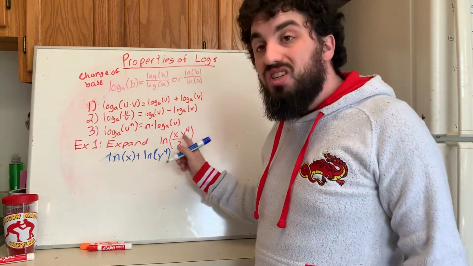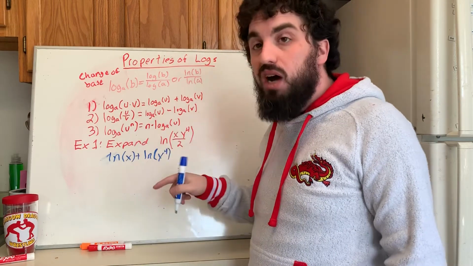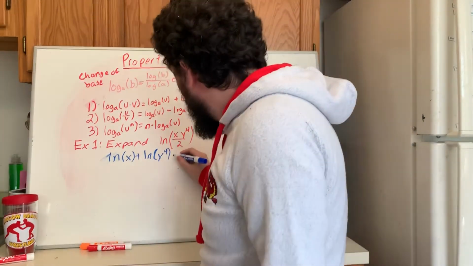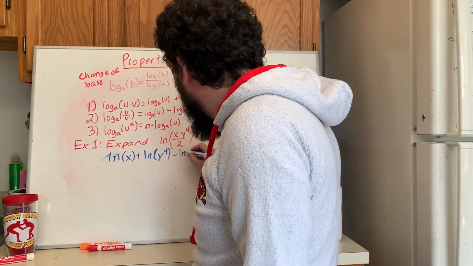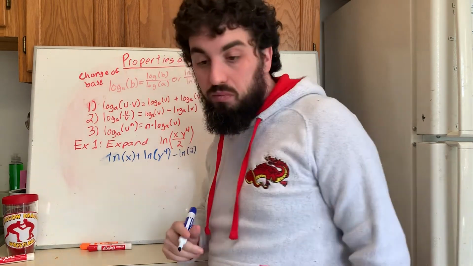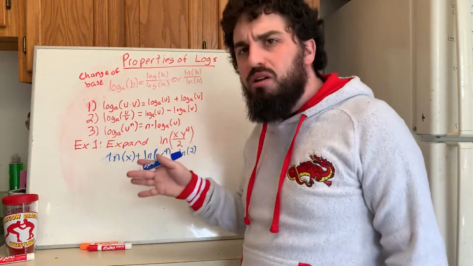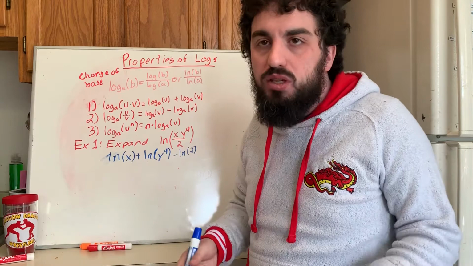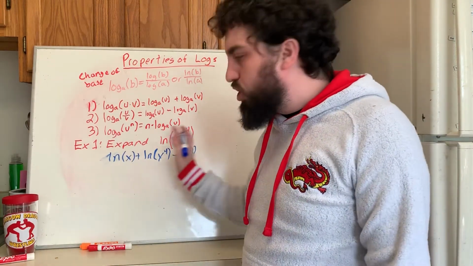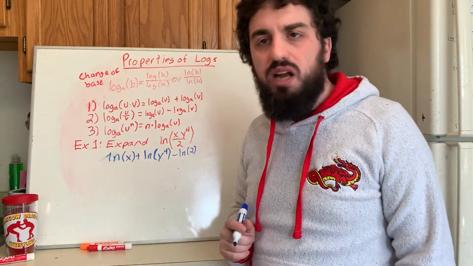Now, since this says the whole thing's divided by 2, I'm just going to subtract the natural log of 2. Now, we could evaluate what the natural log of 2 is, but I'm not going to bother. I'm just going to leave everything as natural logs here.